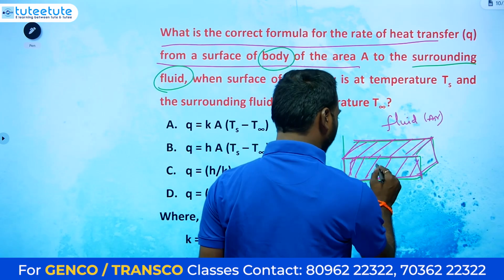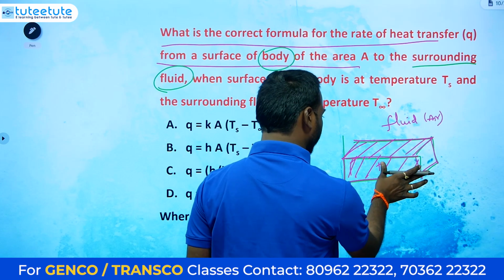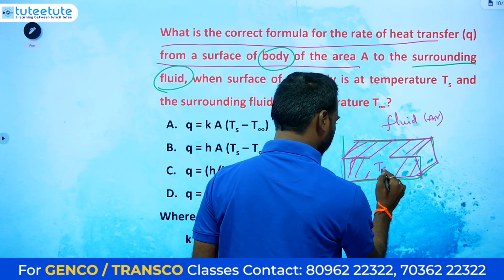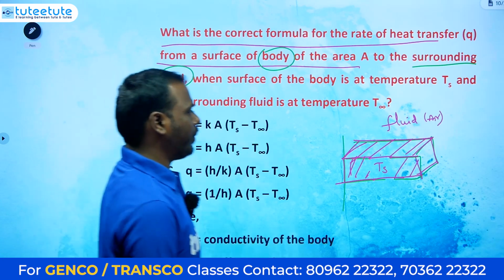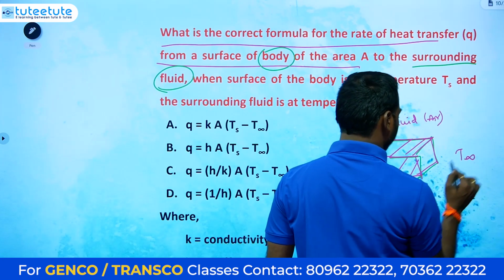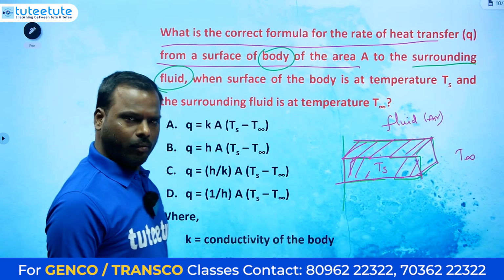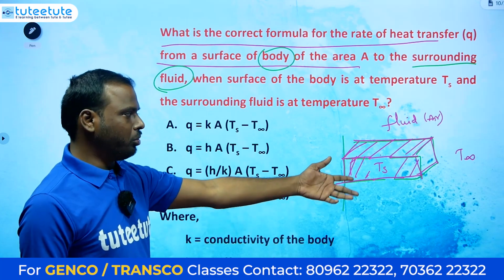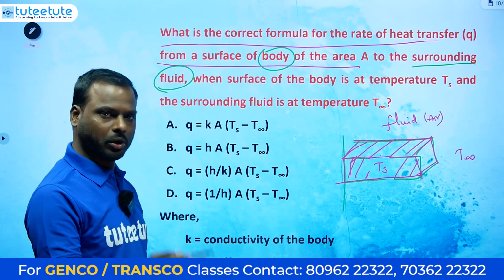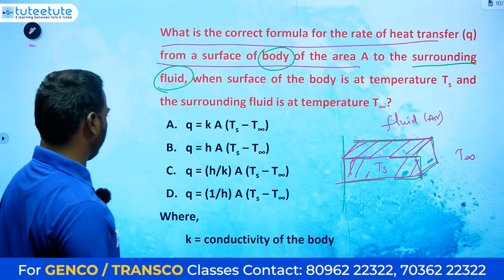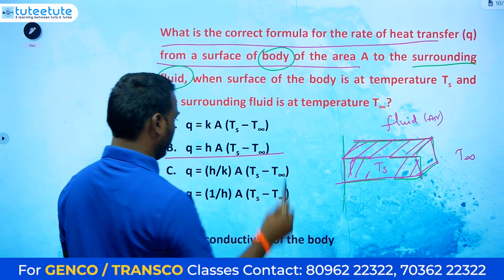The body is at a surface temperature of Ts. I am writing Ts, the surface temperature, and the surrounding temperature is T infinity. Generally we can write this as Q is equal to HA delta T, meaning H into A into Ts minus T infinity.